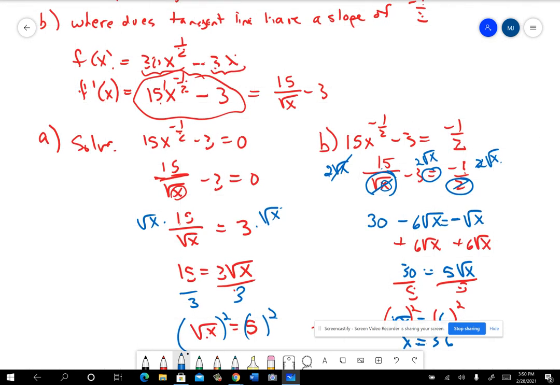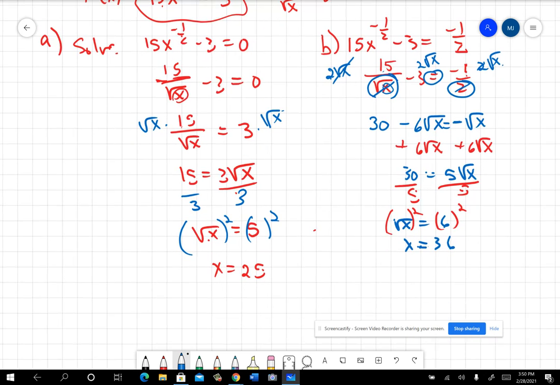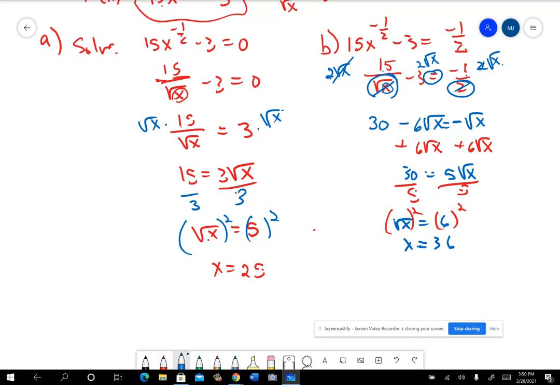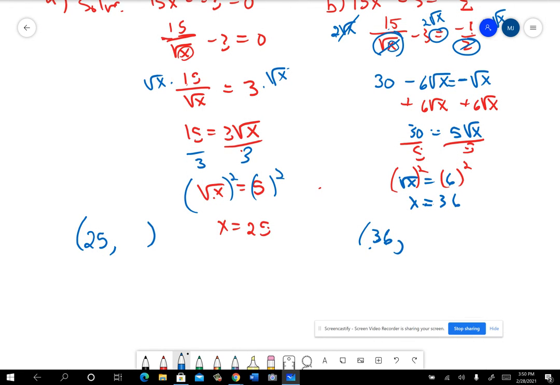Now let me read the question precisely. It says, find all points on the graph at which it's horizontal. So it's horizontal at x equals 25, but if they want me to find the point where that happens, then I need to find the y coordinate of that. Same thing over here. I know the x, I need to find the y, and you need to be careful because I don't plug 25 into the derivative. Go back to your f of x. So f of x was this.